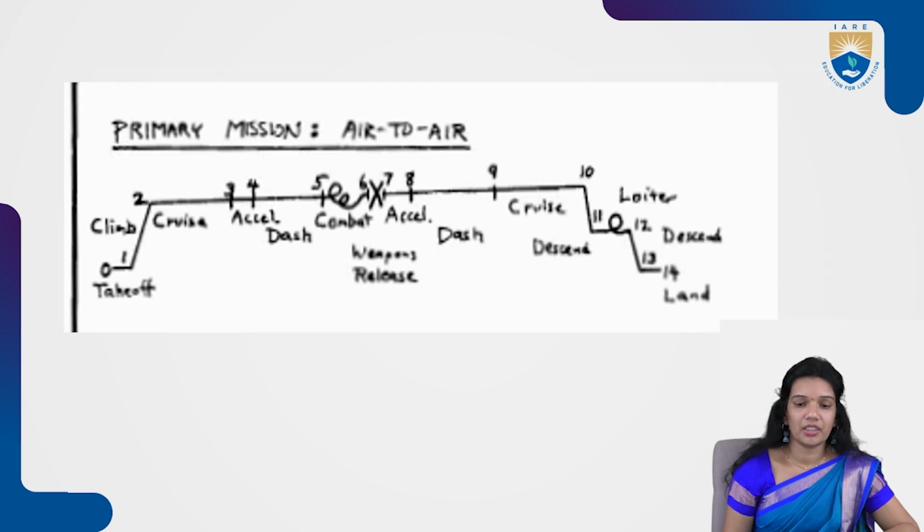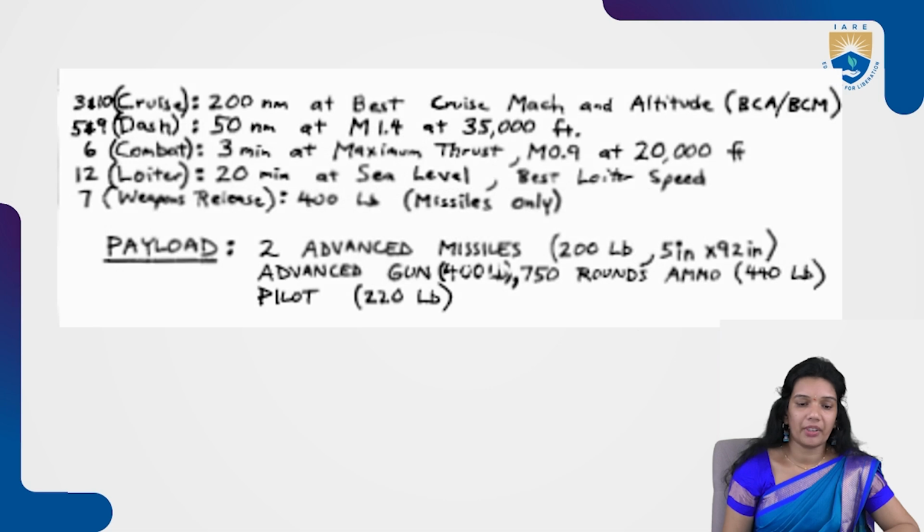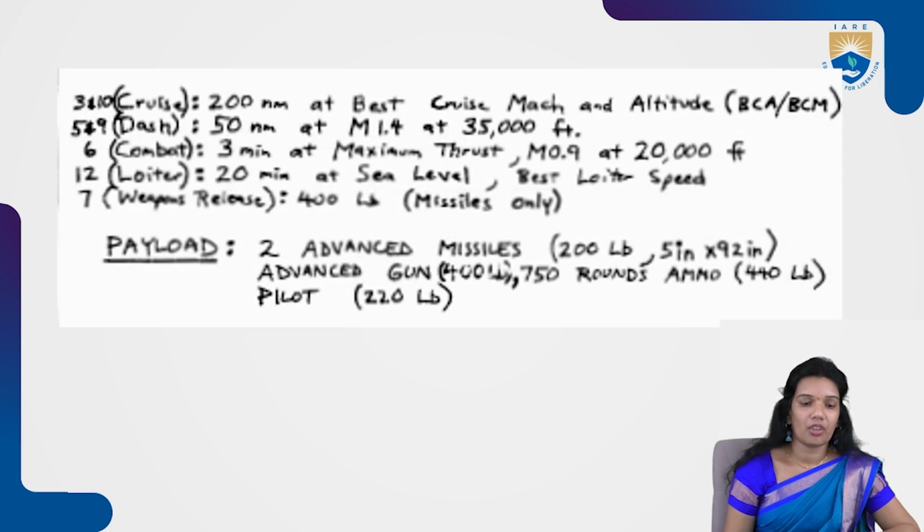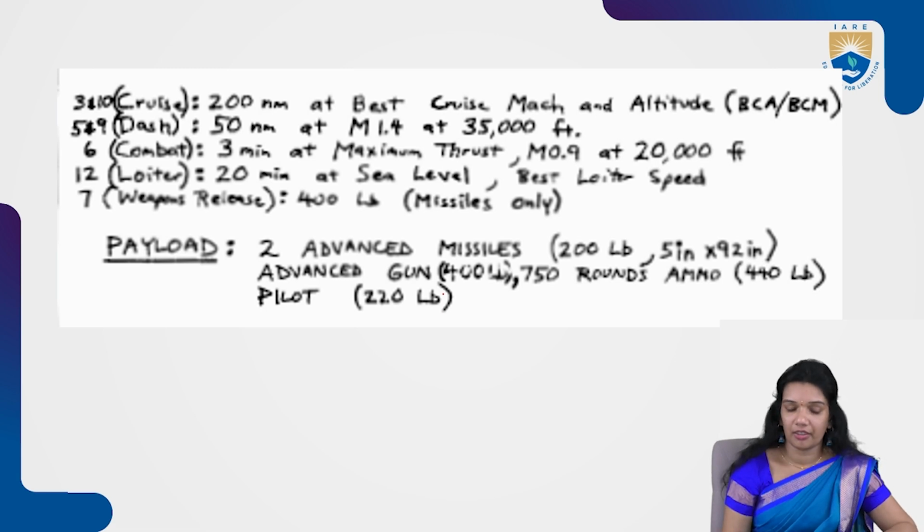Then 12 is going to be the loiter. We have one loiter segment, which is again 20 minutes at sea level, at best loiter speed. Then 7 is going to be a weapon release. So here 7 is stating a weapon drop. That weapon drop is for a 400 pound missile only. The payload that has been carried here is two advanced missiles, 200 pounds each. Then the advanced gun is also there, 400 pounds, and 750 rounds of ammunition, 490 pounds. Then the pilot weighing 220 pounds. It all is the weight of the payload.